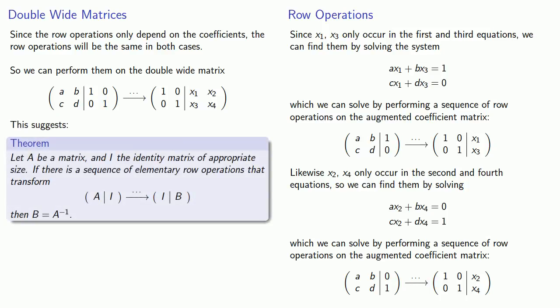Let A be any matrix and I the identity matrix of the appropriate size. If there is a sequence of elementary row operations that transform this block matrix, matrix A on the left, the identity on the right, into a block matrix with the identity on the left and some new matrix B on the right, then this matrix B is going to be the inverse of our matrix A.